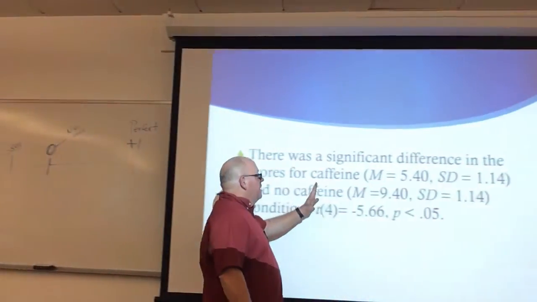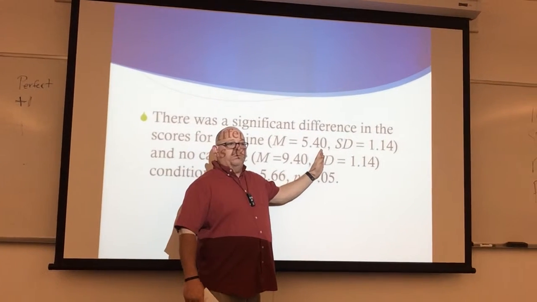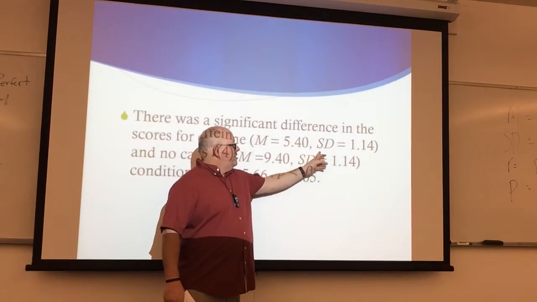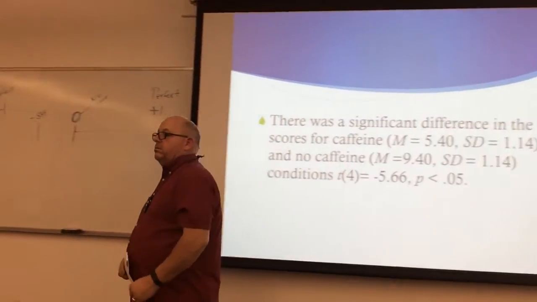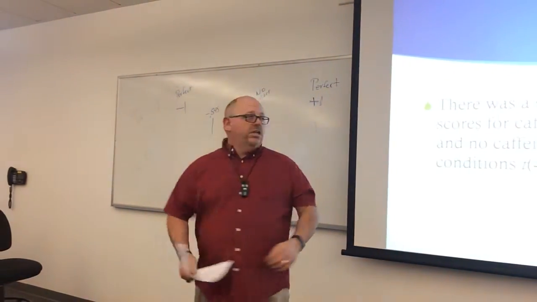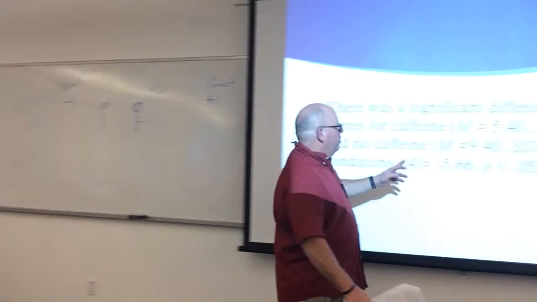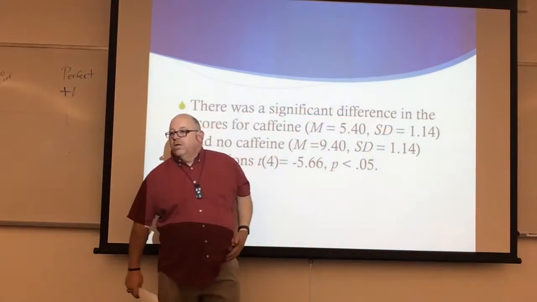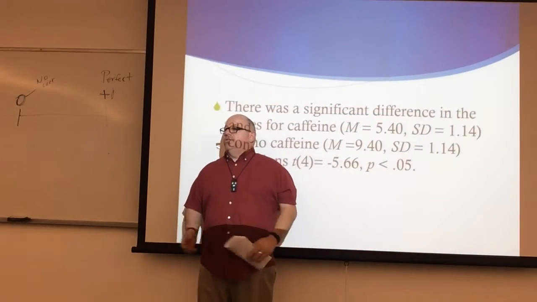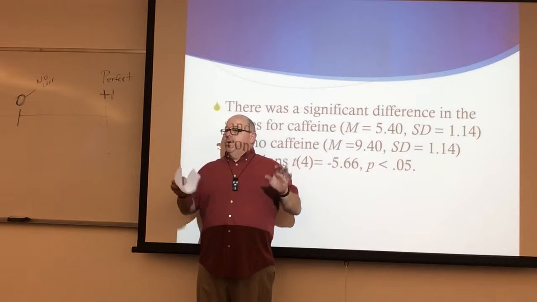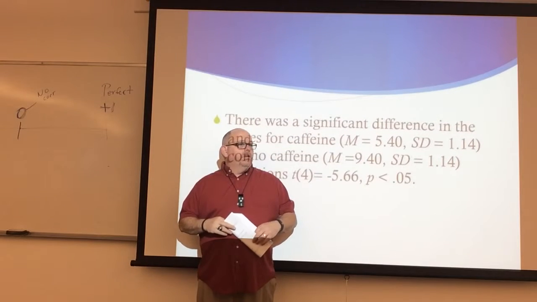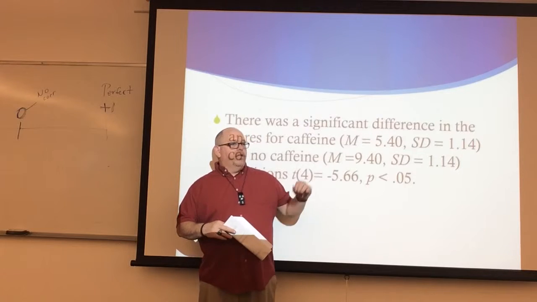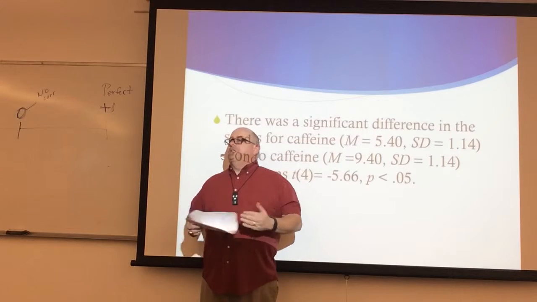Scores for caffeine, mean was 5.40. Comma, standard deviation, it was 1.14. Okay, so this tells the reader what the mean was. So you can kind of see the story starting to unfold. All the things we looked at that we can't put the boxes into a report, okay, you're telling the story as it's written out on there.